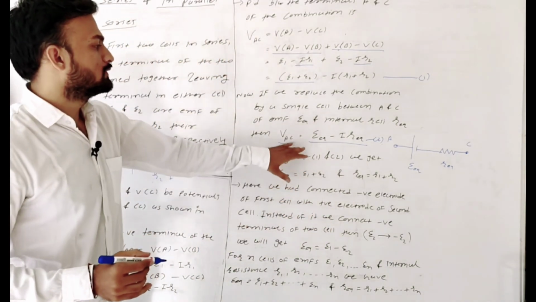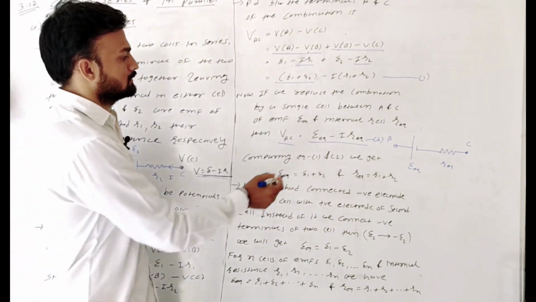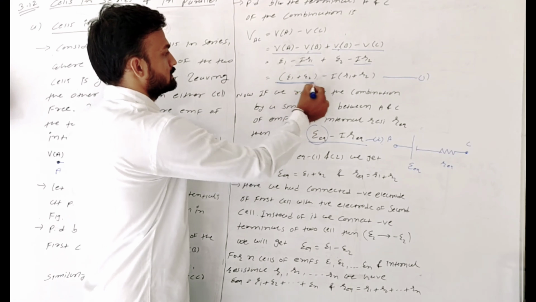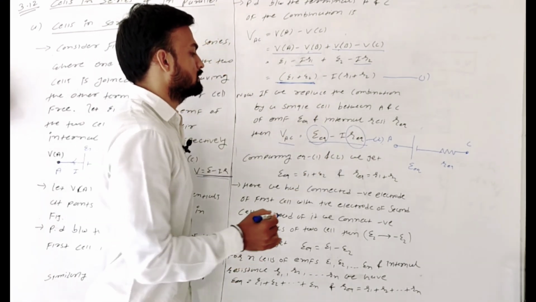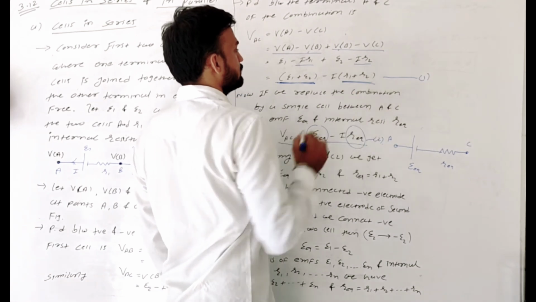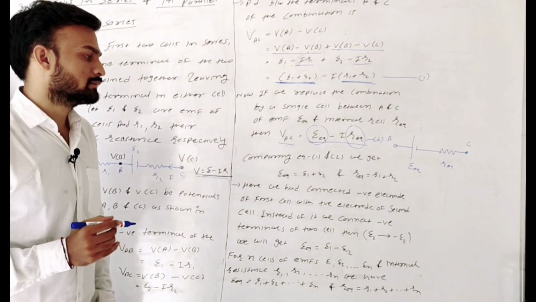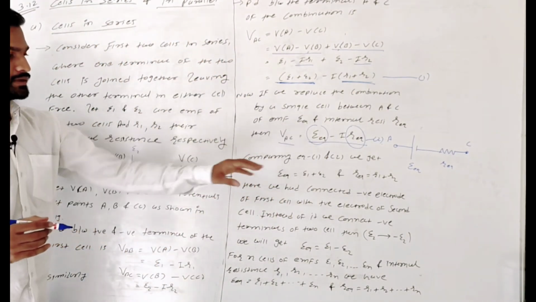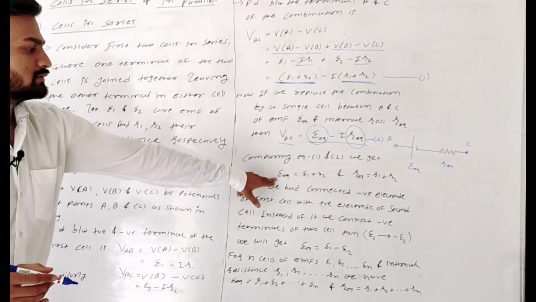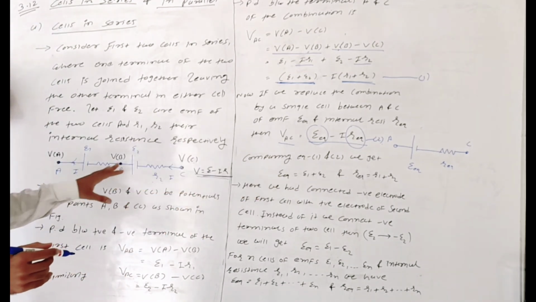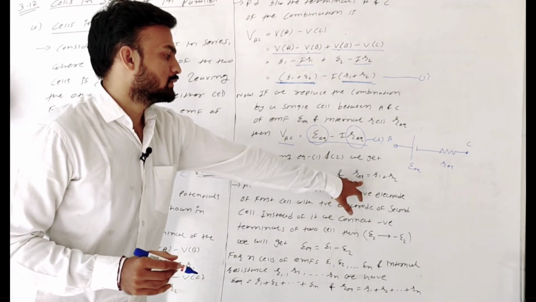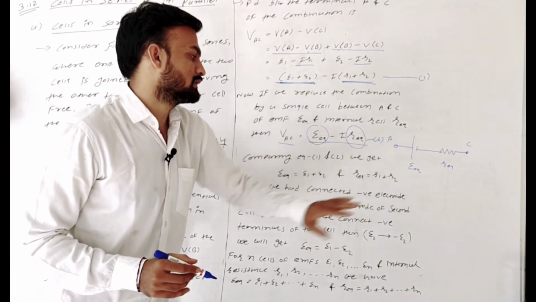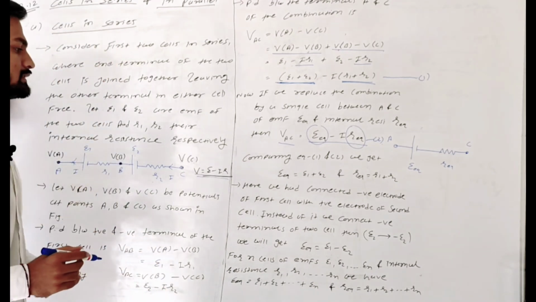After comparing, we get E equivalent is equal to E1 plus E2 and R equivalent is equal to R1 plus R2. Over here it is the equivalent EMF of the two cells connected in series, and it indicates the equivalent resistance of the two cells connected in series.